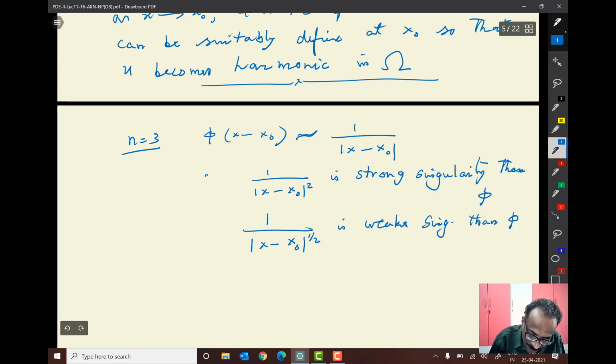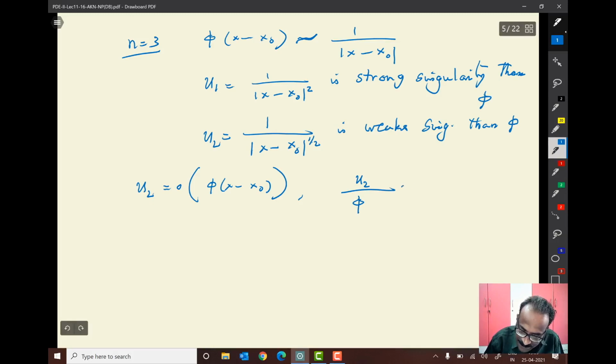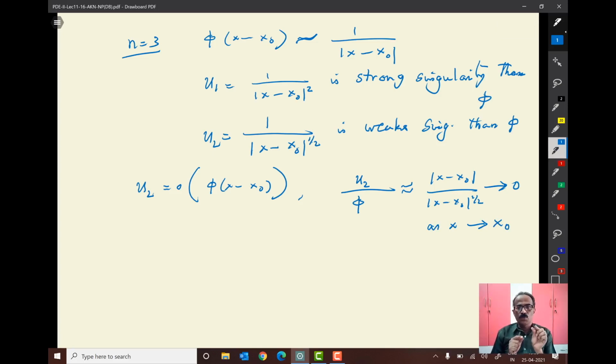So if I define u1 here, u2 here, then you can see that u2 is a small order of phi of x minus x naught. Because if I take u2 by phi, you will have something like mod x minus x naught to the power half at the top, and this goes to 0 as x tends to x naught. So it is a small order of that. You have to understand the small order: u2 by that function should go to 0 as x tends to x naught.